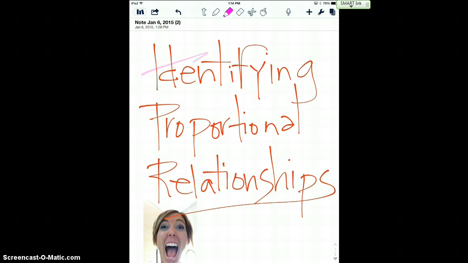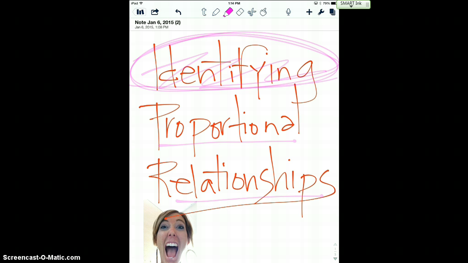So, identifying proportional relationships. We're looking at identifying them. Okay? So you're writing that in. If you need time to write it, pause the video because I'm moving on.